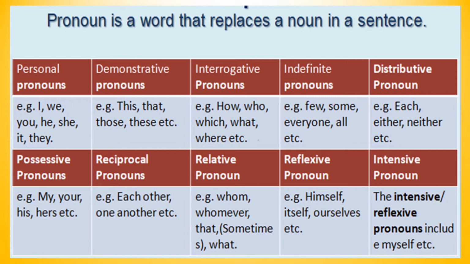A distributive pronoun considers members of a group separately rather than collectively. For example, each, either, neither, etc. These pronouns are always singular. Possessive pronouns are used to express possession or belongings. For example, my, your, his, hers, etc.